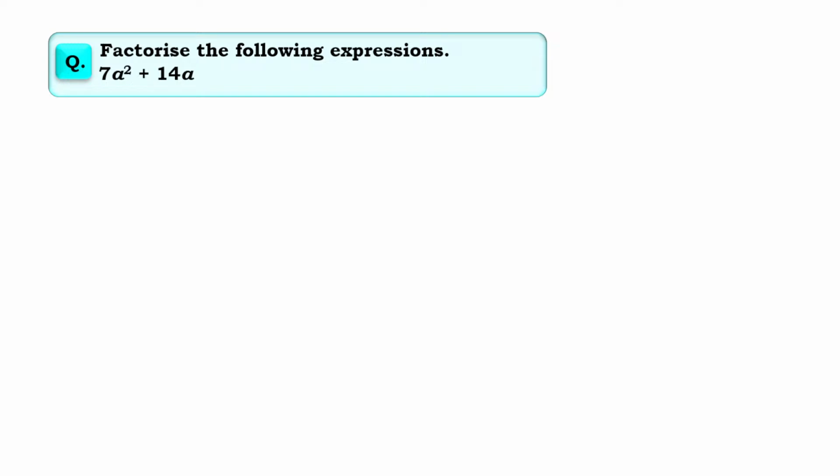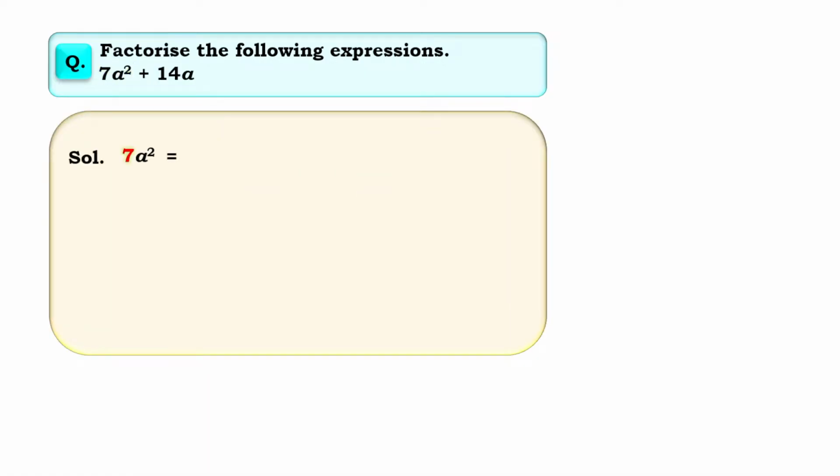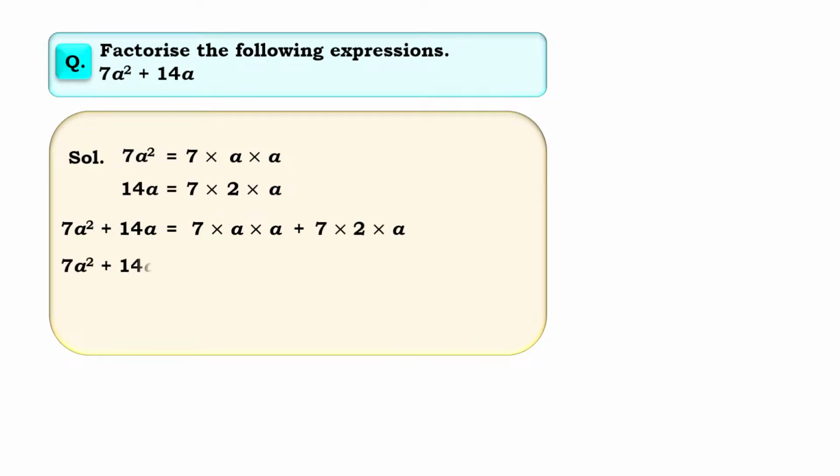And you can continue this process. So how to write 7a square plus 14a in terms of product of factors? You can call it factorizing the expression. So here 7a square can be written as 7 into a into a. 14a can be written as 7 into 2 into a. So 7 into a into a plus 7 into 2 into a. So here what is common? 7 is common. Again a is common. So once you take 7a, what is remaining? A is remaining, plus sign, 2 is remaining. So the factorization is 7a into a plus 2.